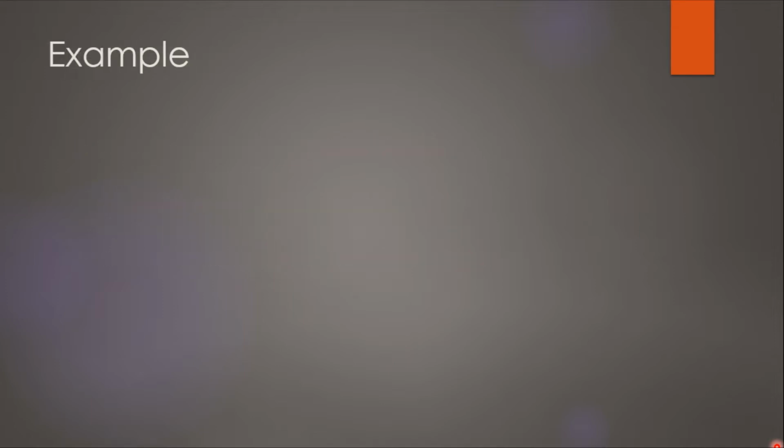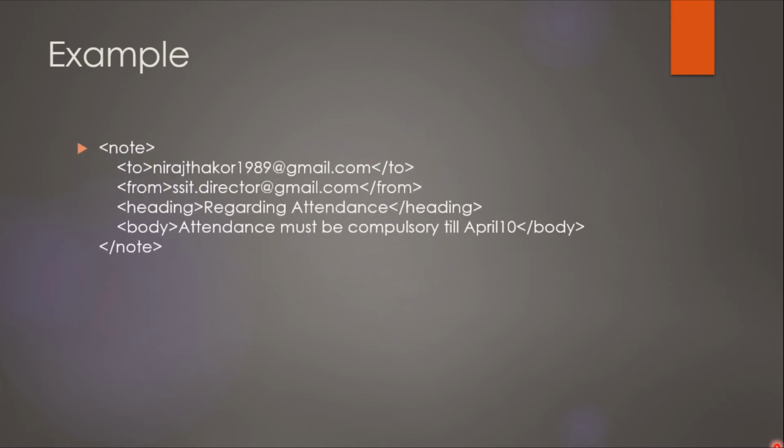Now, this is a simple example of XML. Here I have created the node tag, and after that I have created the child tags: to, from, heading and body. Okay, this is a simple example of XML. Now let's look at how to create XML.